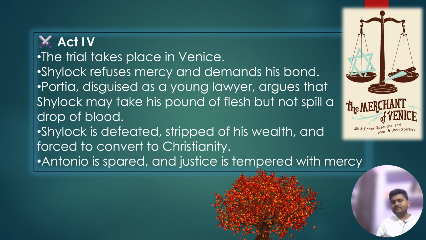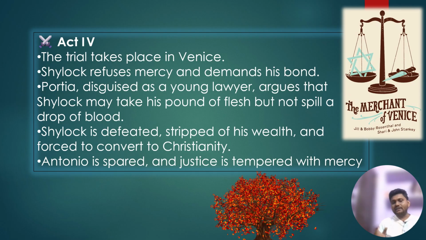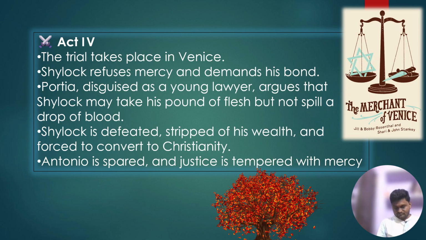Portia disguises herself as a young lawyer named Balthazar. She says that Antonio would give a pound of his flesh, but Shylock should only take a pound of flesh and not spill a single drop of blood from Antonio's body. This became impossible, and hence Shylock was defeated. The judge stripped all his wealth. All of Shylock's wealth was taken away and given to Antonio.